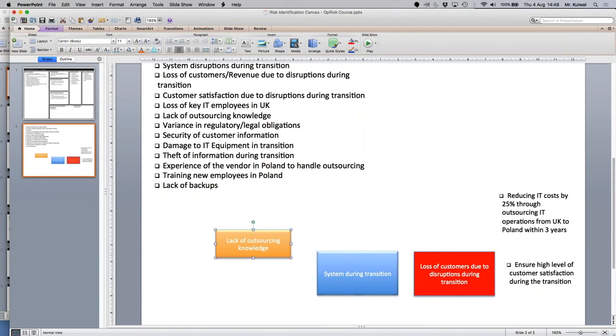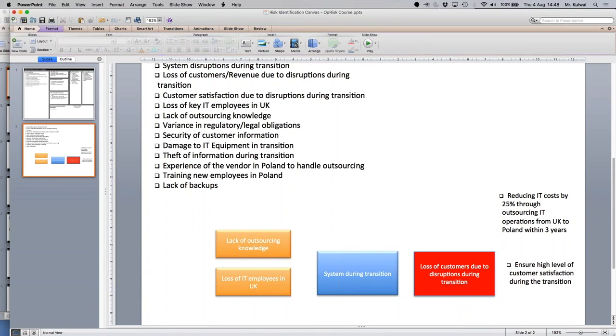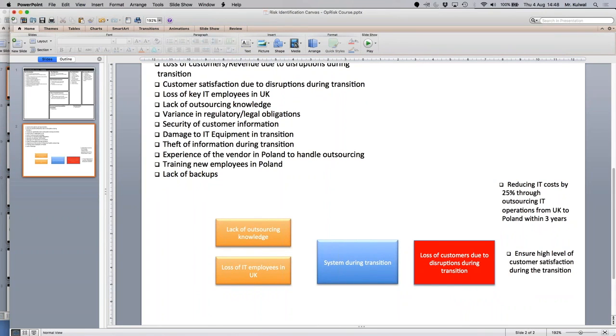Other uncertainties we can take here is maybe a loss of key IT employees could be another cause. If we end up losing a lot of IT employees, then we may not have people to maintain or upgrade those systems. So that could be another cause which could then result in that event. So we would want to try and prevent that from happening. If we are able to prevent that, then we'll be able to prevent that event from happening.